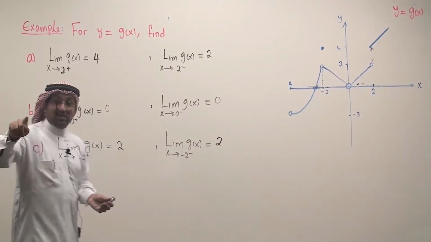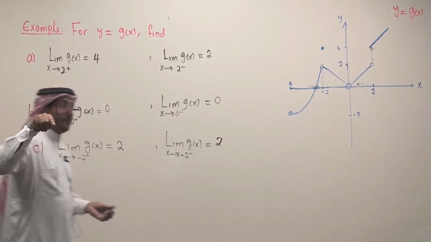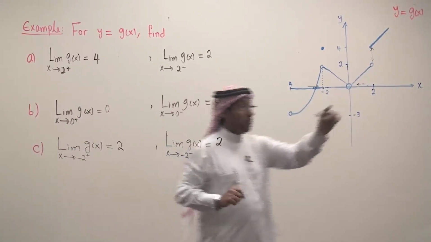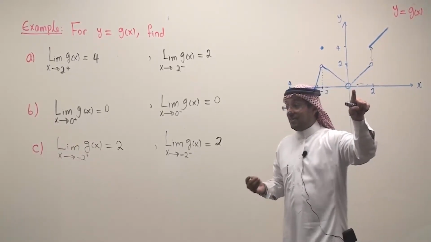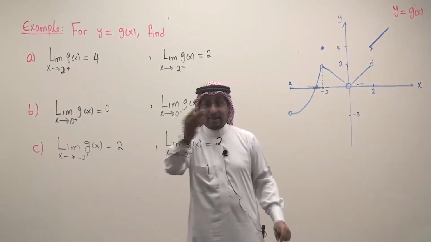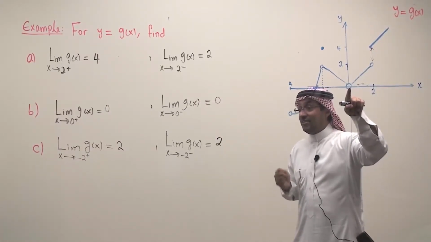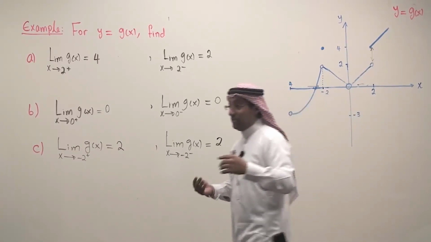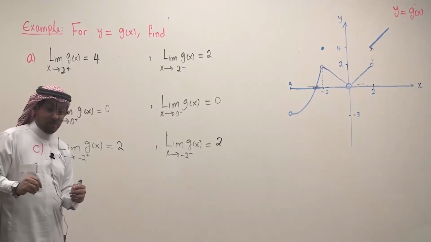Look here in part B. The limit from the right is equal to the limit from the left of the function as x goes to 0. So the limit does exist. So we have values for this limit and this limit. Yet the function itself at 0 is not defined. So we can have values for the limits while the function itself is not defined at that point.